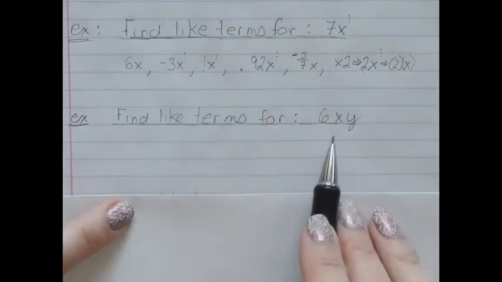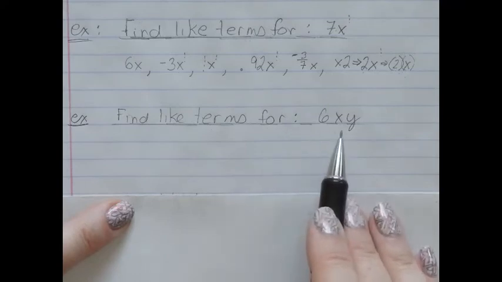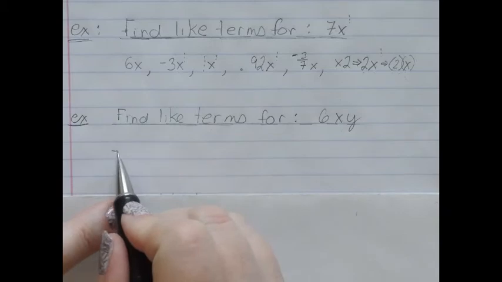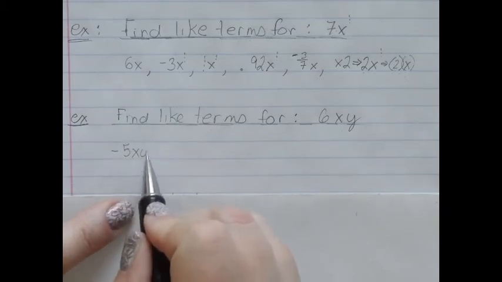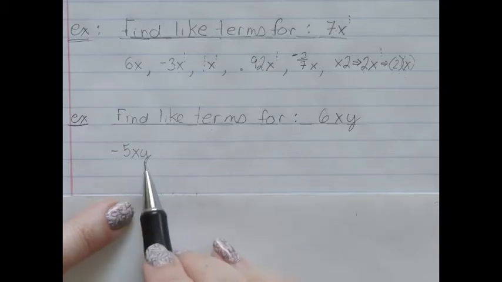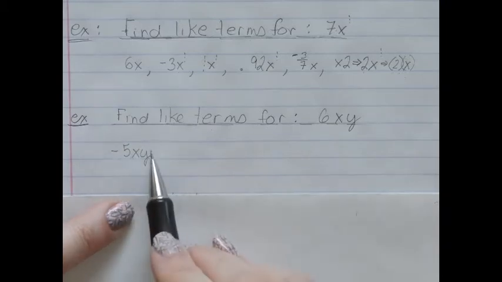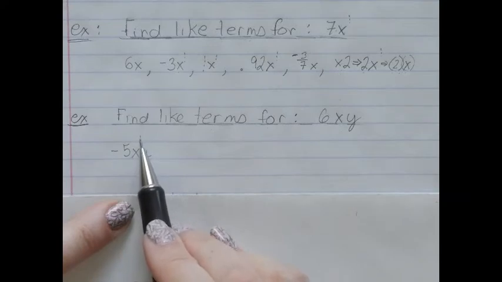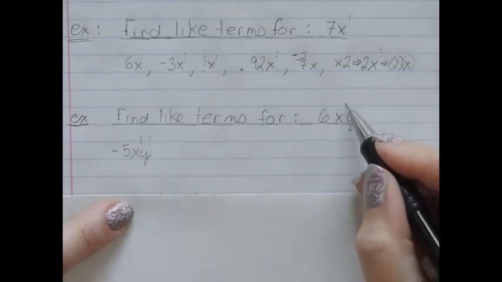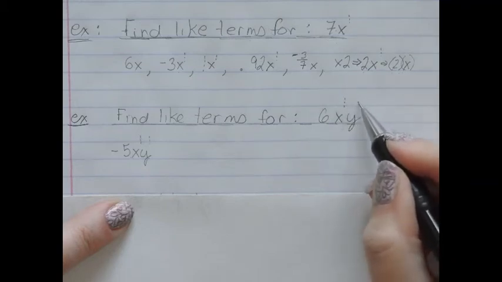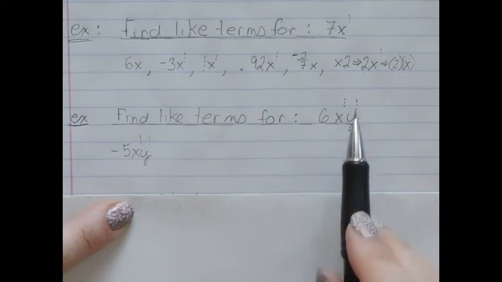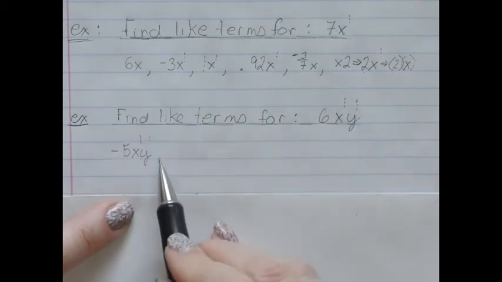Here is our new example. I want you to find like terms for 6xy. Well, let's go with the negatives. How about a negative 5xy? The question is, is that a like term, and why? Yes, it is a like term. It has a power of 1 on the x and a power of 1 on the y. The 6xy, which was originally given, has a 1 on the x and a 1 on the y. So long as the variables match with the powers, the number in front doesn't matter.